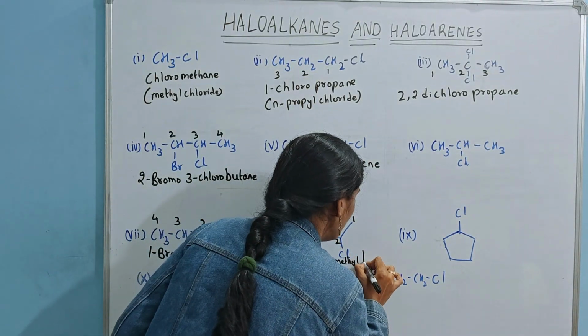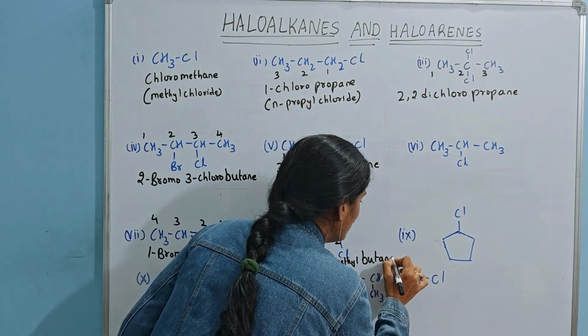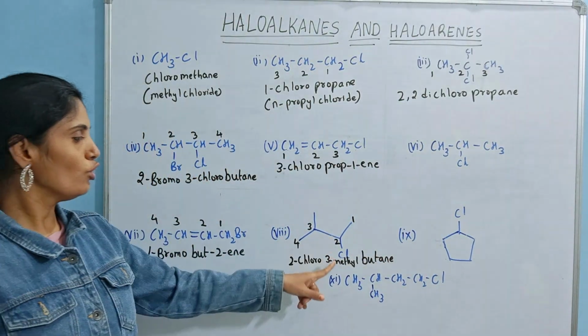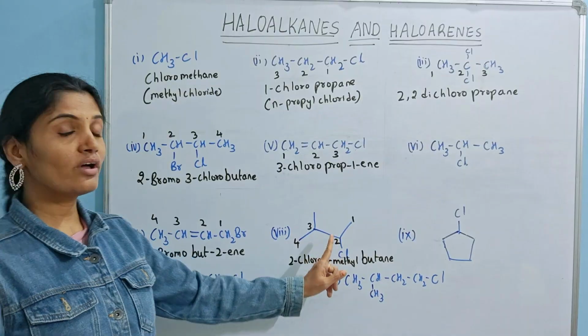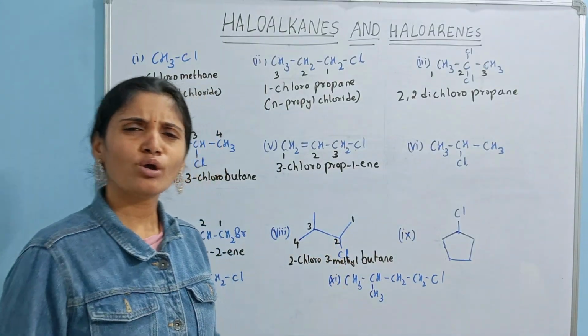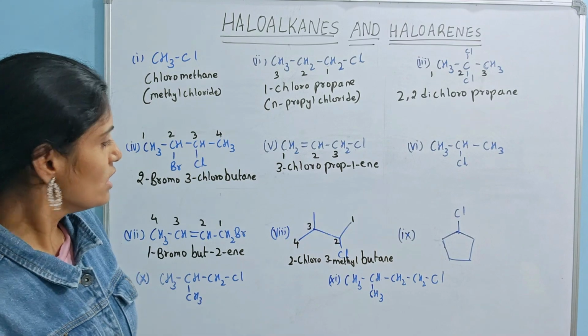I have 4 carbons and there is no unsaturation. So this will be my butane. 2-chloro-3-methylbutane. Why more preference to the carbon holding chlorine? According to the alphabetical order, not according to the priority of the substituent.